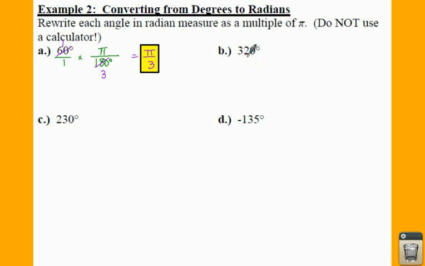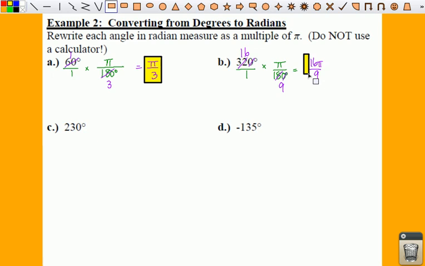For part B, if you have 320 degrees, same thing. We're going to multiply by pi over 180. No calculator, folks. So you cancel out the degrees. Easiest thing, each of those zeros can cancel. If you cancel the zeros, then you have 32 and 18, which reduces to 16 over 9. And you get 16 pi over 9.